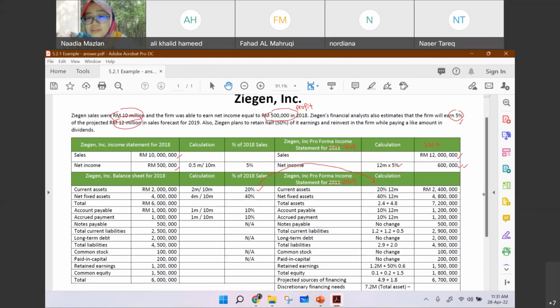So far, does anyone have questions with this? So far, so good. Izati, do you have any question? No, doctor. All right, okay. Najiha, are you okay with this? Yes, doctor. Okay.